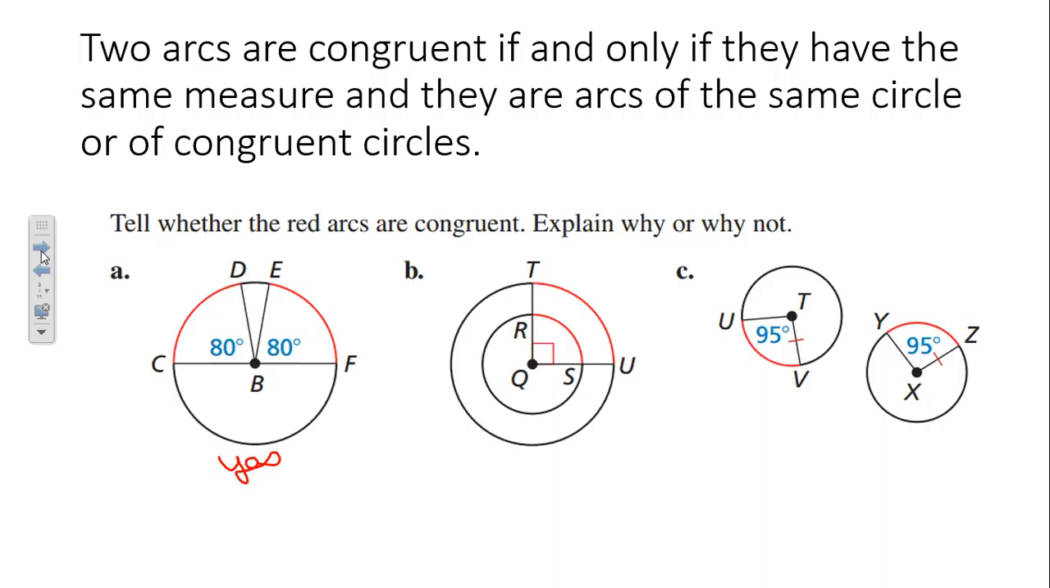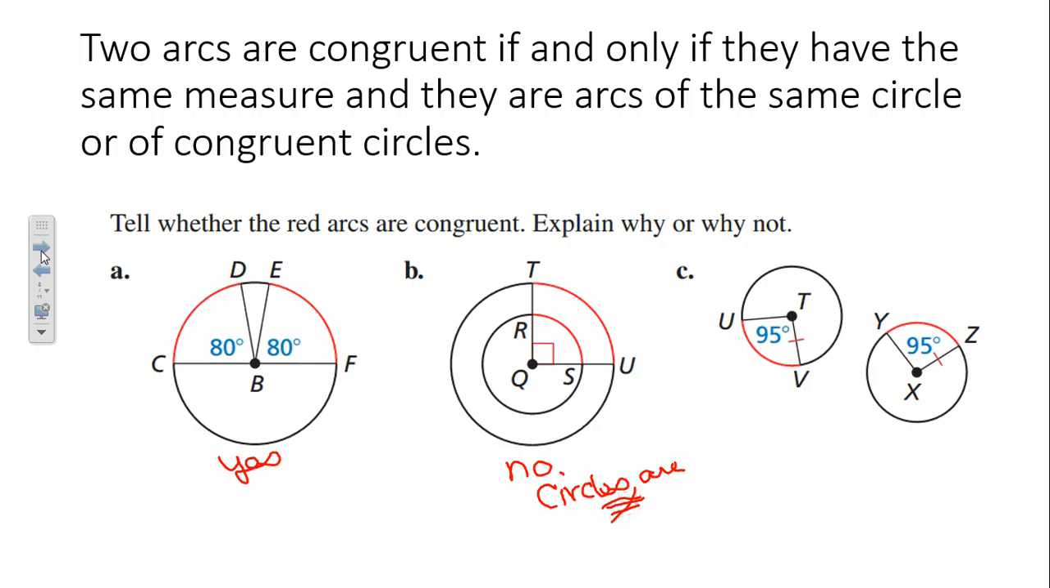No. Do those circles have the same radius? No. So this distance around this portion of this arc is going to be much smaller than the distance around this portion of this arc. So now we're talking arc lengths. How long is that arc? Okay, so this is a no. Circles aren't congruent. Okay.